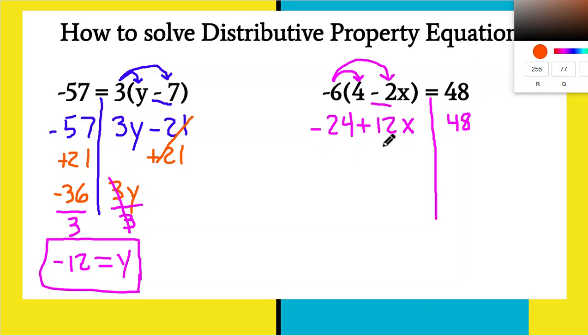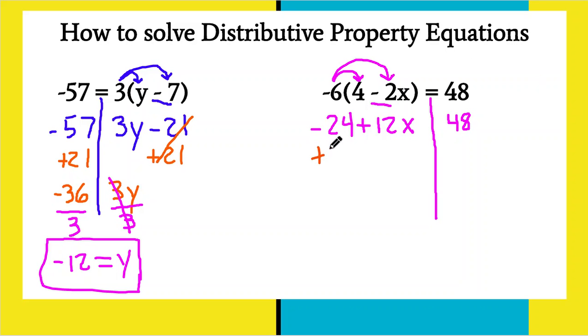So now I'm left with a two-step equation. I get rid of the number without the variable first. I see it's a -24, so I'm going to do a +24 to cancel it out on this side and leave me with just 12x. I'm going to do the same thing to the other side. 48 plus 24 gives me 72. So I'm left with 12x equals 72.